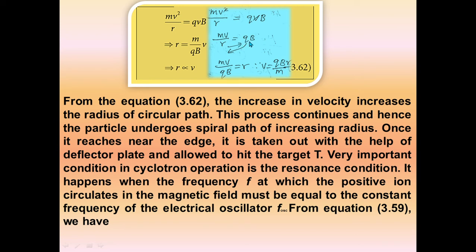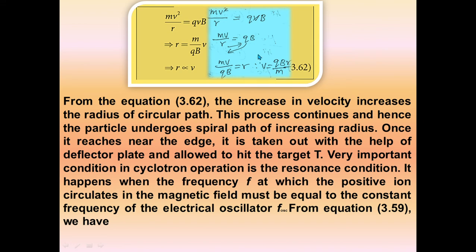So we obtain the value of r: rearranging this step, r is equal to mv divided by qB. Here, what is the value of v? Rearranging, v is equal to QBR divided by m. When the radius of the circle increases, the velocity also increases. So the increase in velocity increases the radius of the circular path.